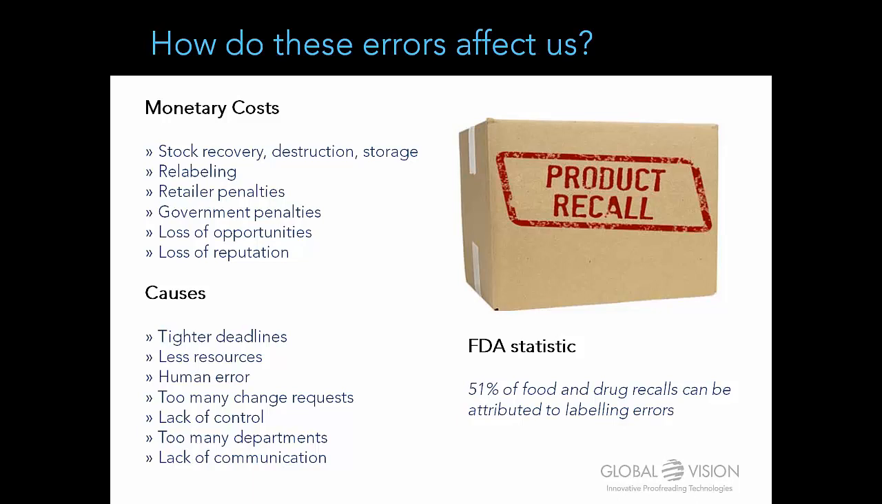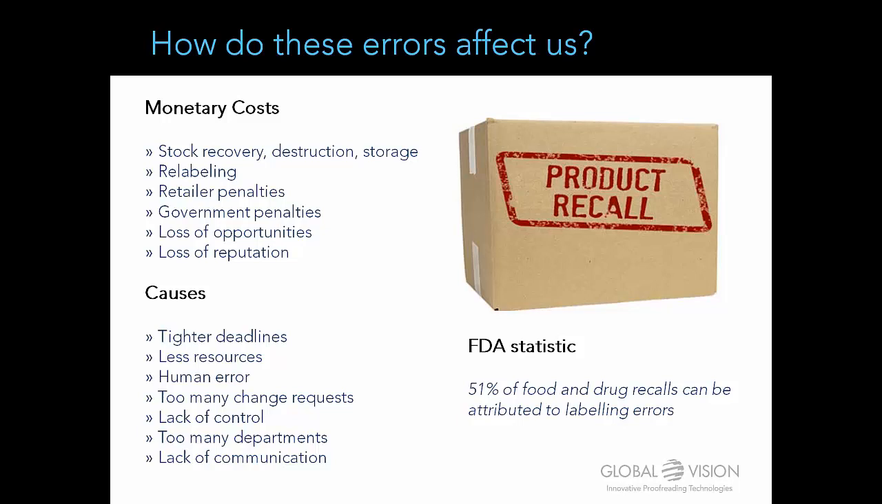Another reason why these types of issues happen is that if I'm a graphic artist, I'm not a proofreader. My job is to create the artwork and make it look nice, but I'm not necessarily responsible for making sure that the content in my label is correct.